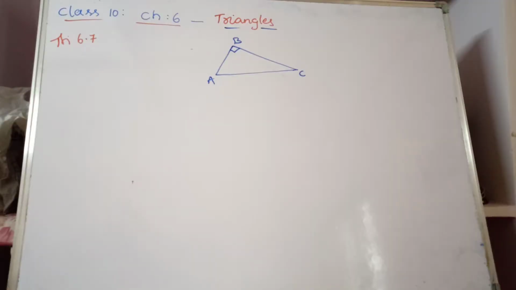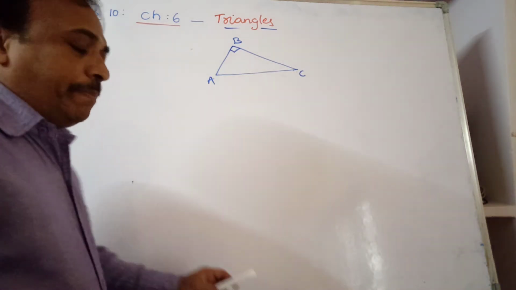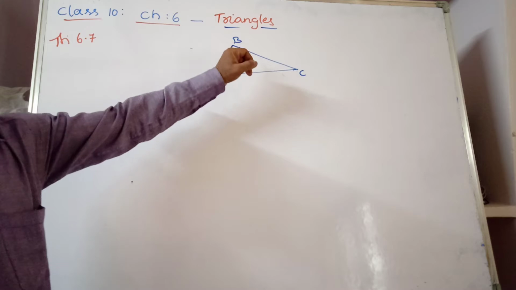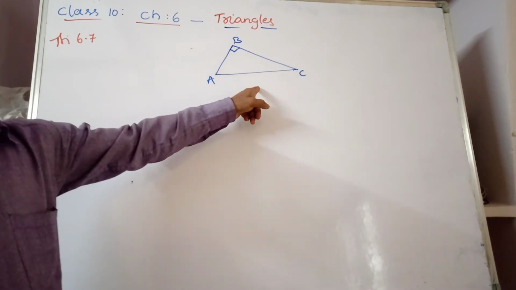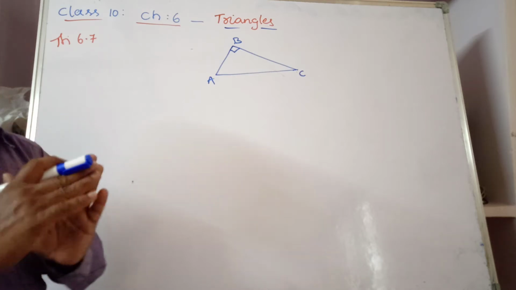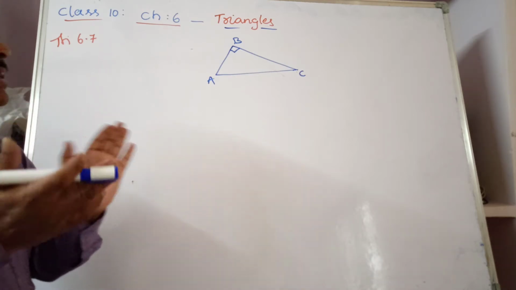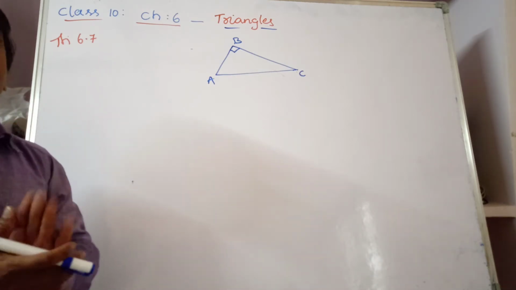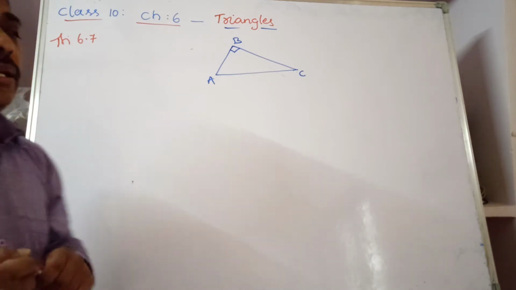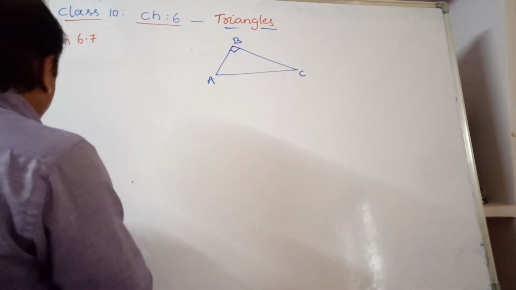Let us see theorem 6.7. A perpendicular drawn from the right angle vertex of a right triangle to the hypotenuse, then the triangles on either side of the perpendicular are similar to the whole triangle and to each other. So let us draw the perpendicular.